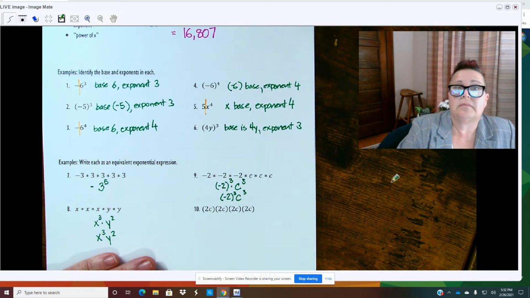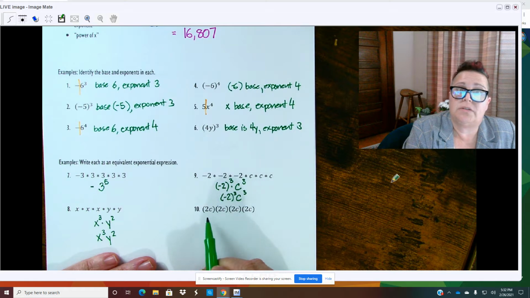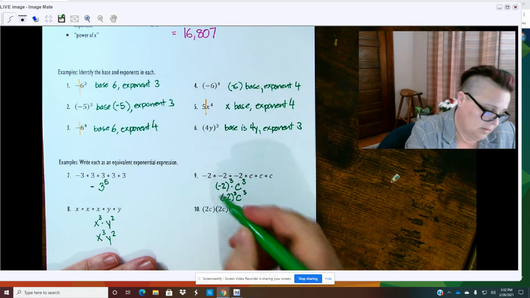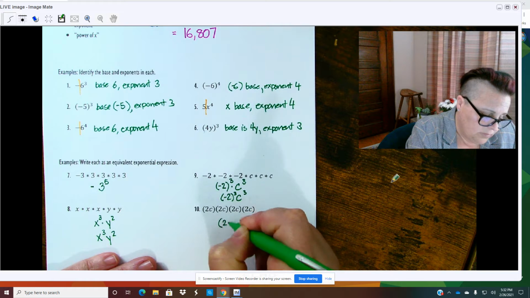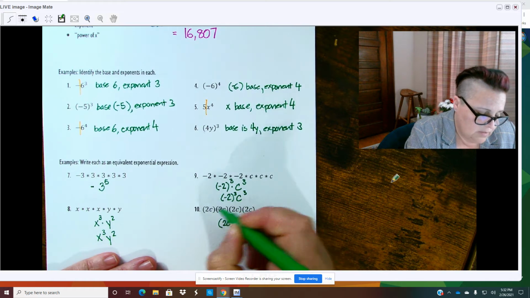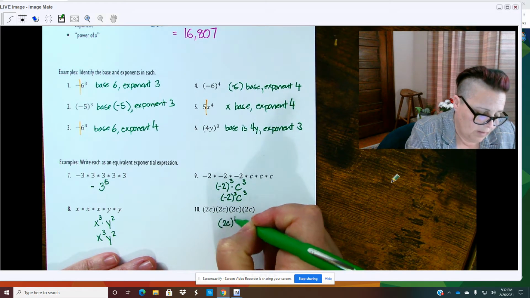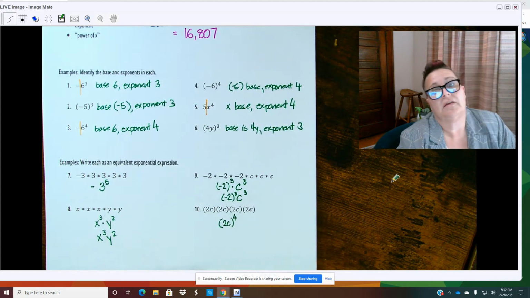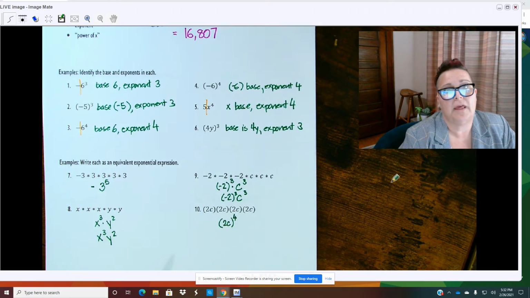Right? The fourth example shows us what happens when we put the 2c together and we multiply that 2c over and over and over and over again. In exponential form, this would be 2c to the 1, 2, 3, 4th power. 2c to the 4th. Okay?